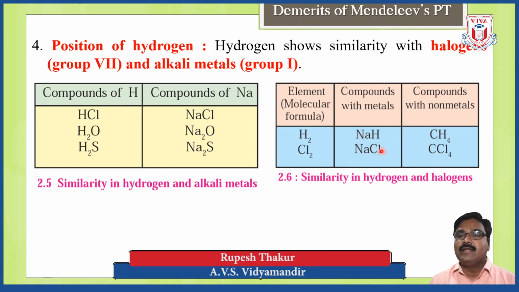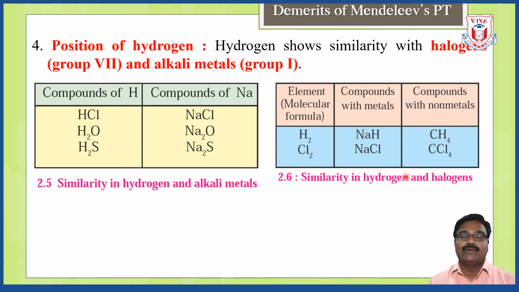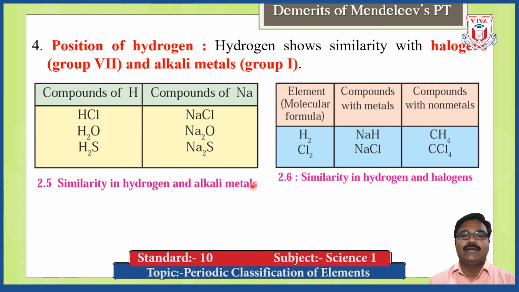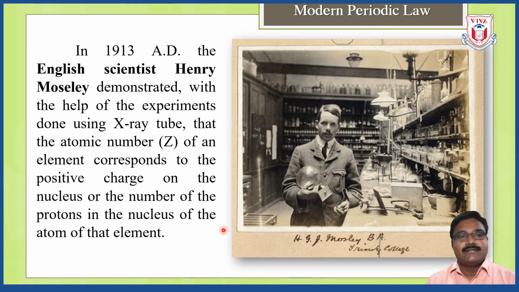in a similar manner, and therefore there is a similarity between hydrogen and halogens, and due to this it is very difficult to place hydrogen in Mendeleev's periodic table. Now to overcome these demerits, some scientists came forward and performed some experiments.